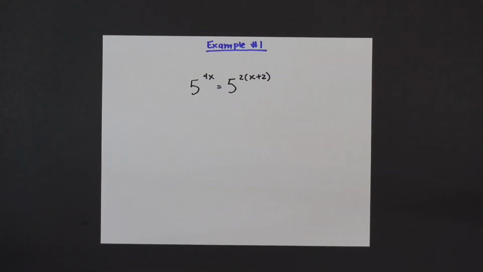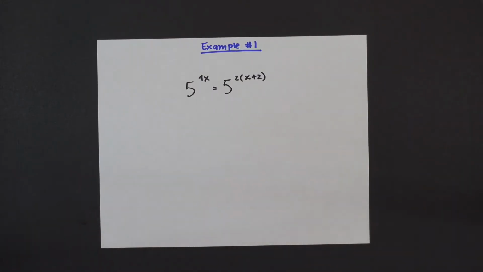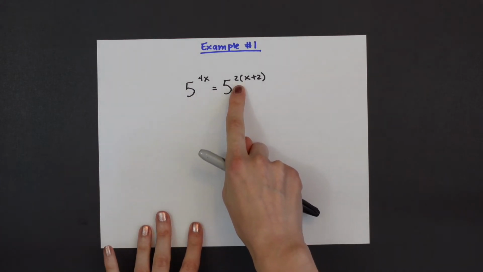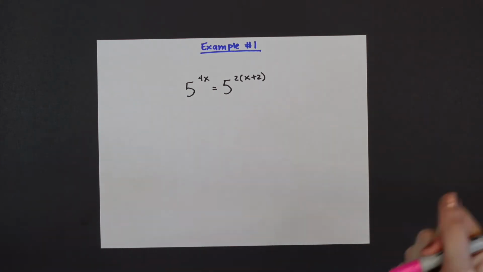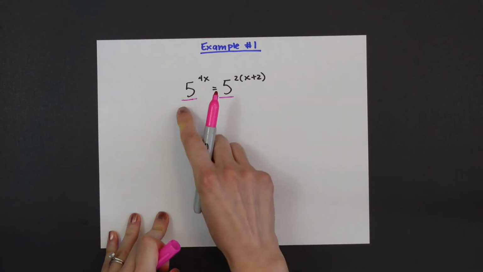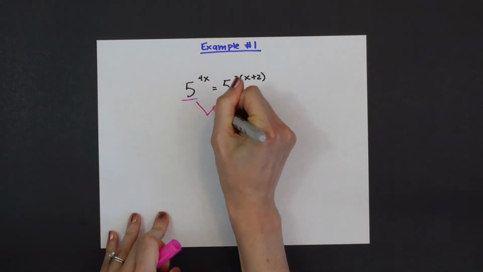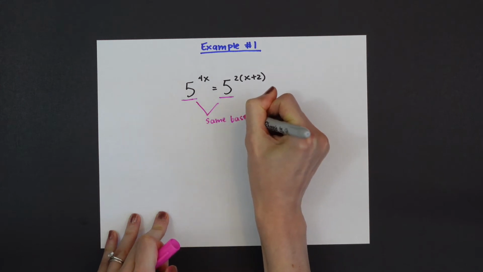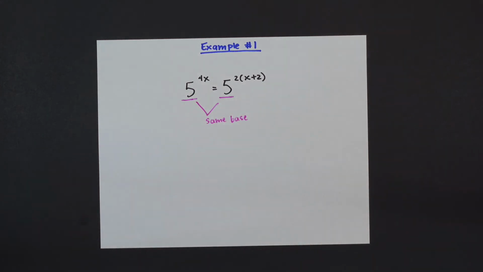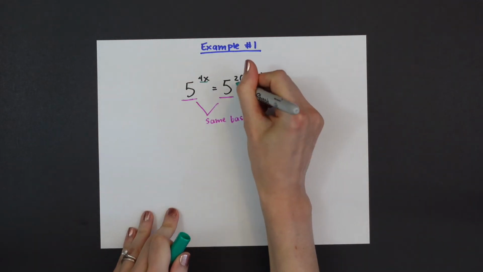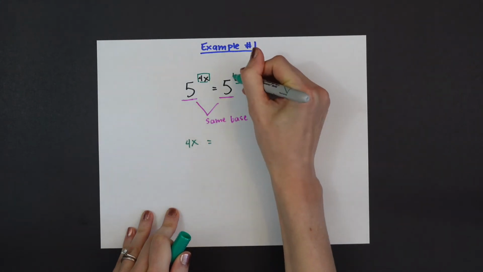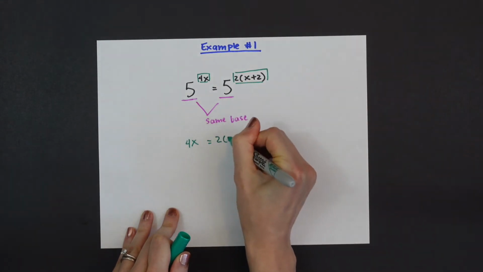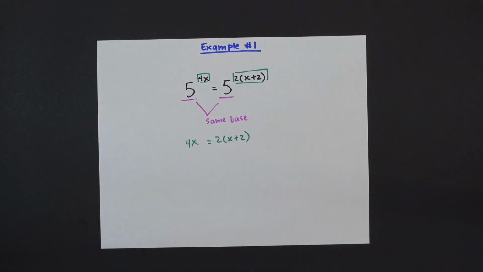So now let's look at our first example. We have 5 to the 4x equals 5 raised to the 2 times x plus 2. Notice here we want to ask ourselves, do we have the same base? Yes, these are both 5s, so we know that these are the same base. Because they're the same base, we can take the exponent values of each and set them equal to each other. So we can bring down 4x and set it equal to 2 times x plus 2.